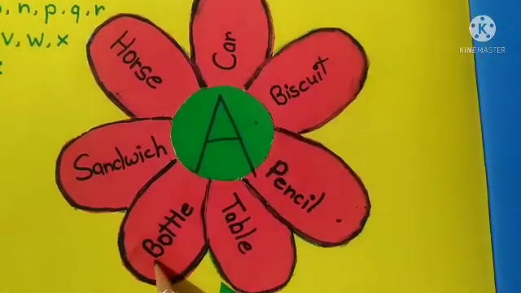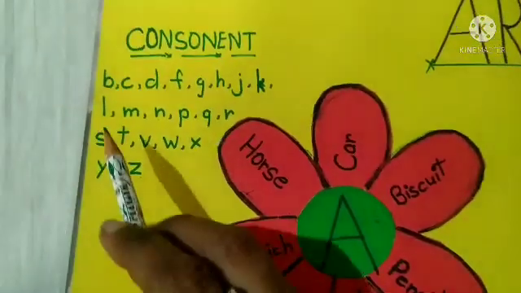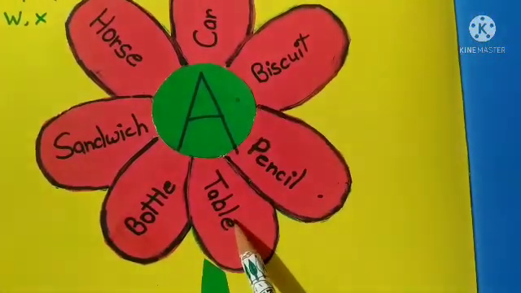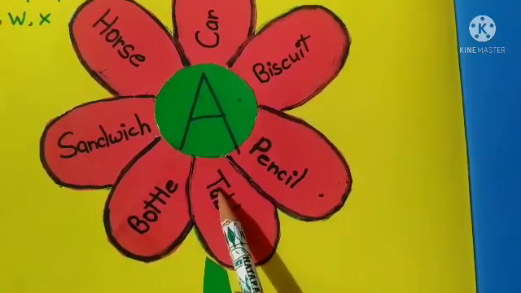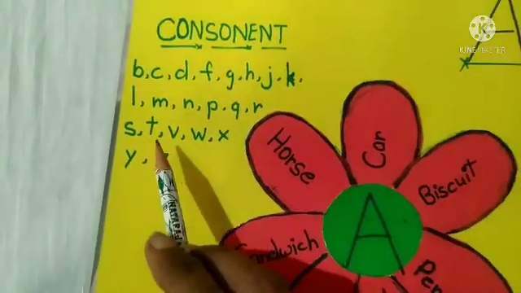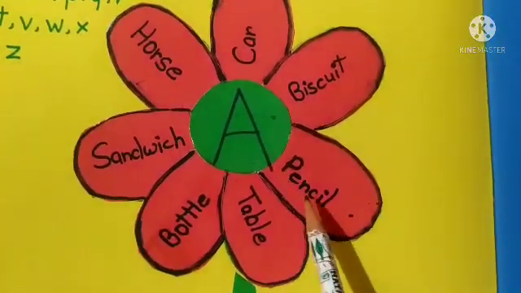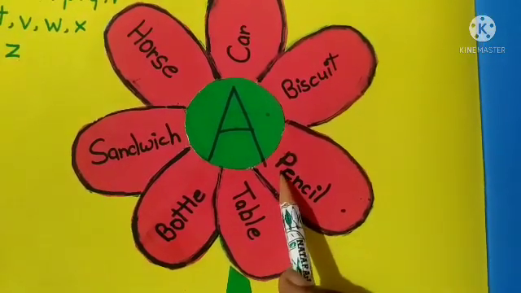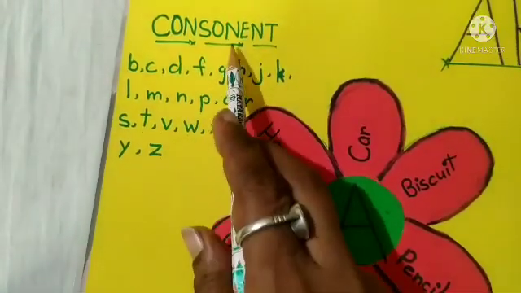As it is, in this word B is a consonant. Table starts with letter T and T is a consonant. Pencil, its beginning letter is P and P is a consonant.